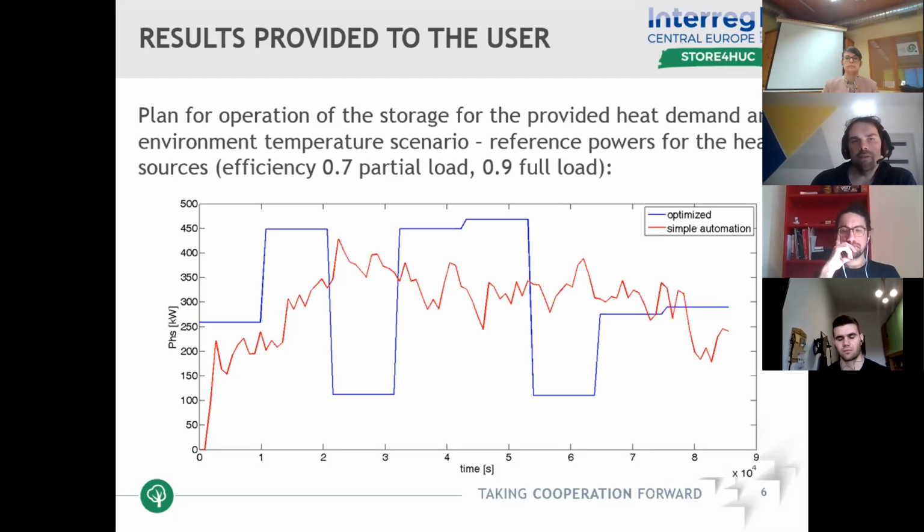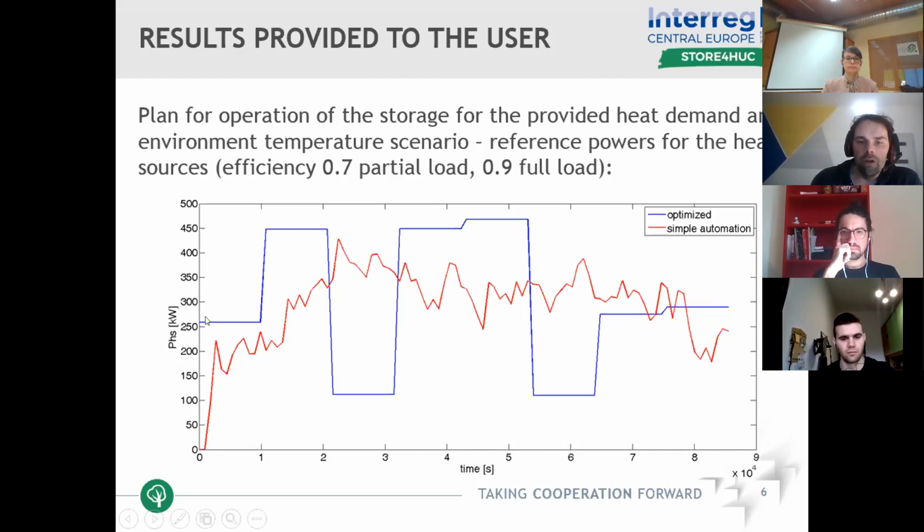And since these advices are provided to the user, they are given as blocks. So this is 24 hours ahead period, you see. So this is some 86,000 seconds. Time is in seconds, so this is a full day operation, 1 day ahead. And I will explain what the red line is.